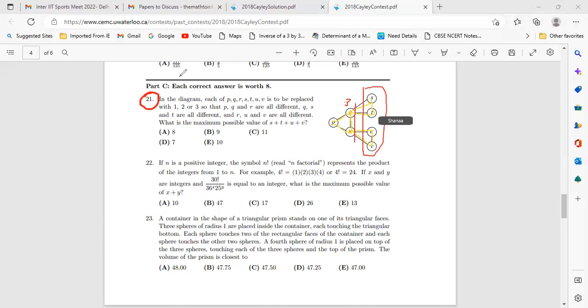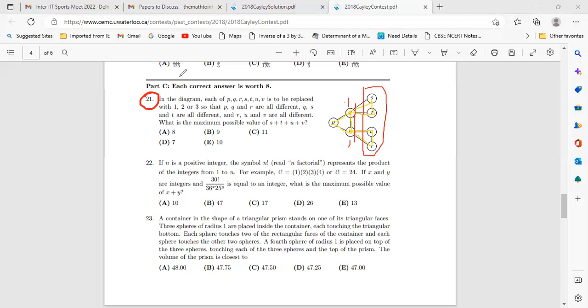So instead, we can make S, whatever is here, into 1. And then we get 3 and 2. So that's 5. And if we put 2 here, and 1 here, then we can also get 5. So then the answer should be 10. That's what I did.